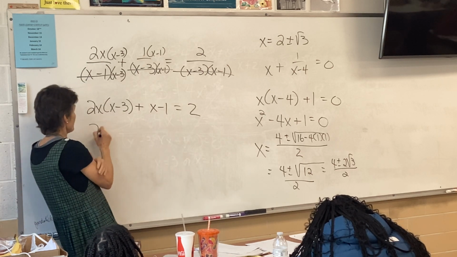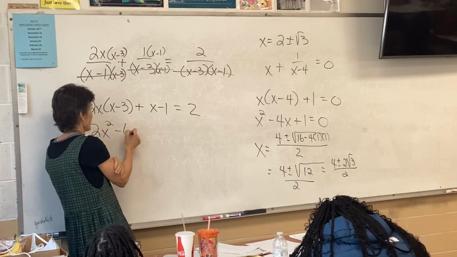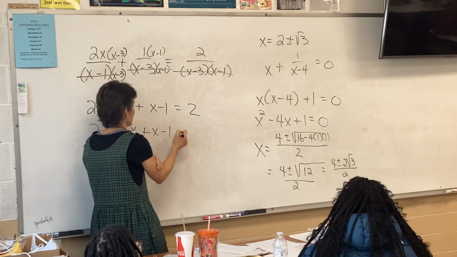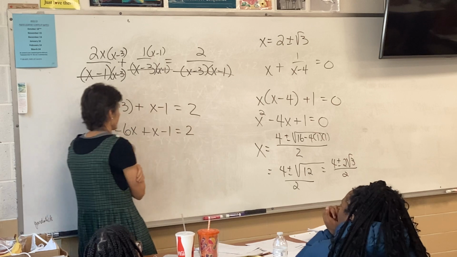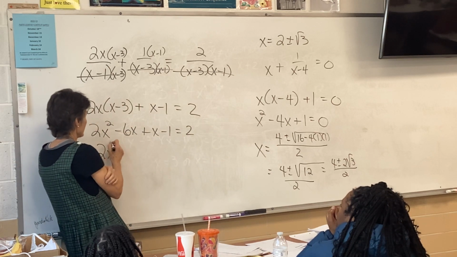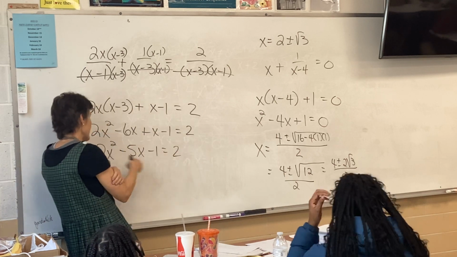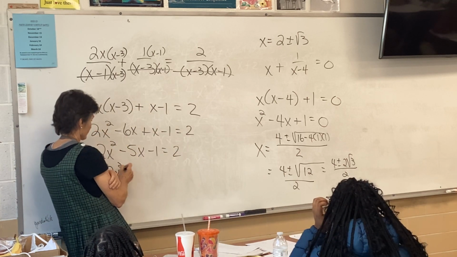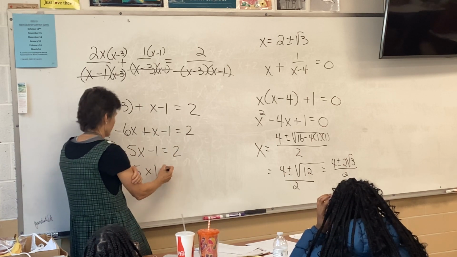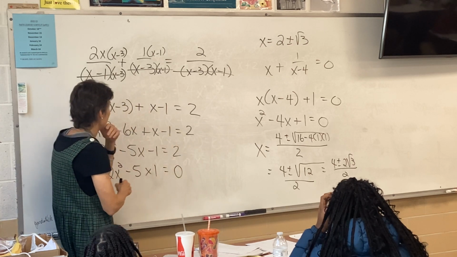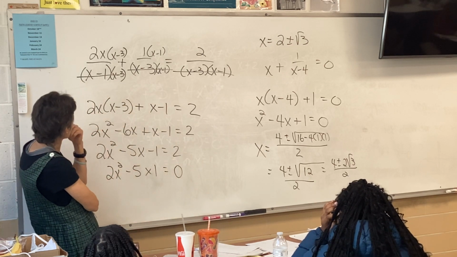So we'll distribute here. Everybody still with me? And collect like terms. And get a 0. Now keep an eye on my arithmetic. We know I already made a mistake somewhere, so.